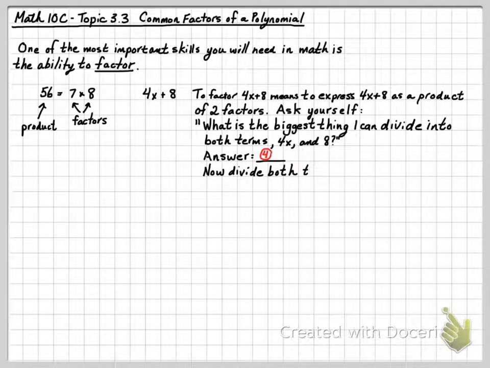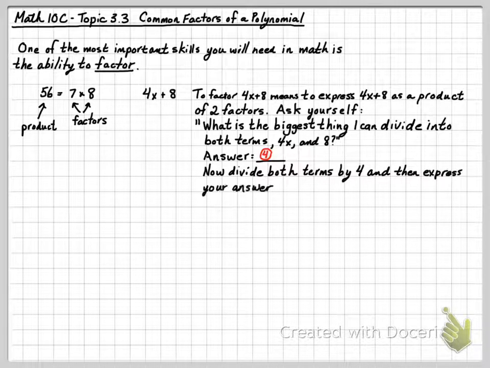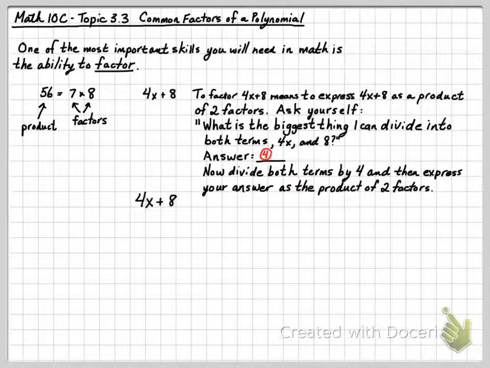Now what we need to do is to divide both terms by 4, and then express my answer as the product of the two factors. So if I start with 4x plus 8, I can divide 4x by 4, and I can divide 8 by 4. So now I'm going to express my answer as 4 times (x plus 2).